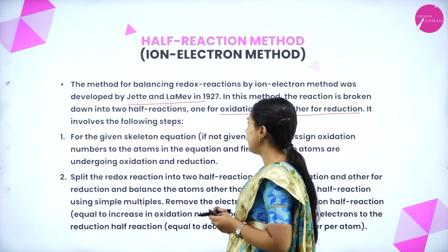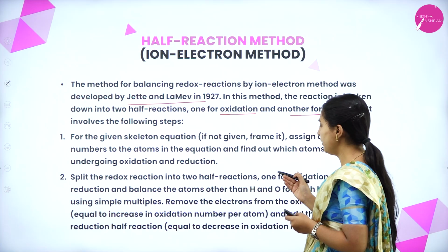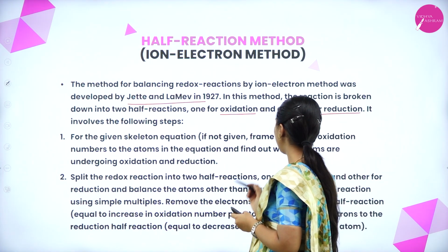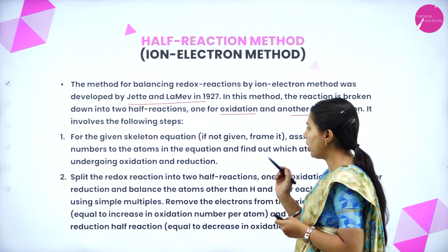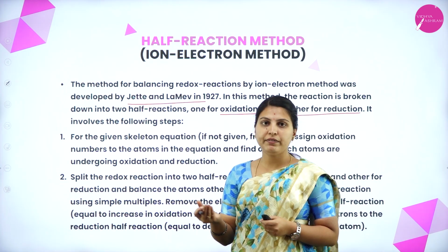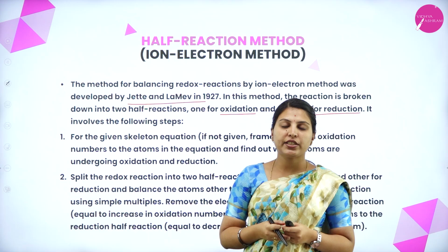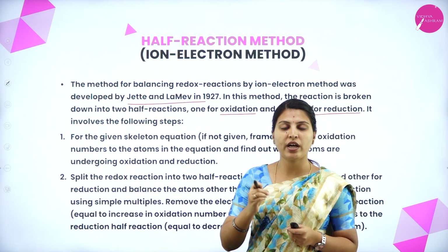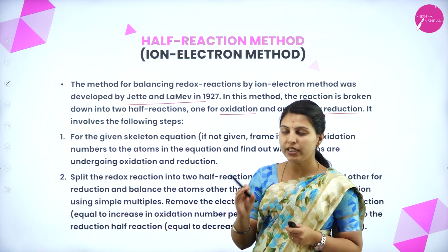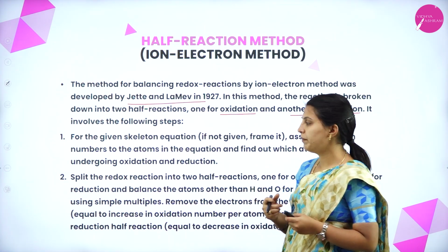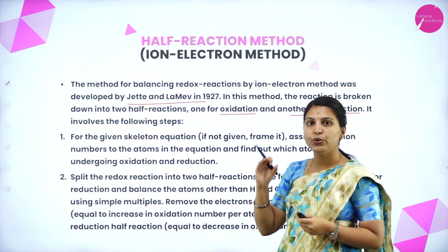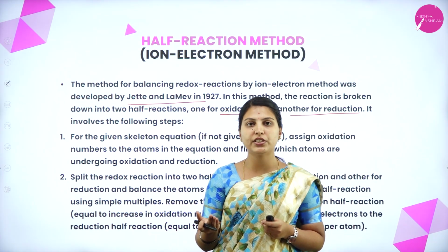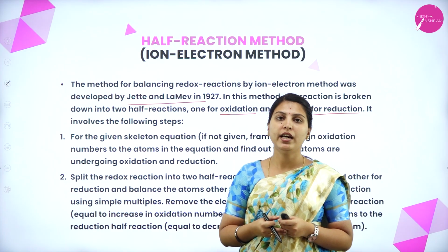For the given skeleton equation, if not given, frame it. Assign oxidation numbers to the atoms in the equation and find out which atoms are undergoing oxidation and reduction. If they have given the skeleton reaction, it is well and good. If not, if they have given it in statement form, you have to write the skeleton reaction or else frame it, and in that reaction you have to identify which atoms are undergoing oxidation and which atoms are undergoing reduction.